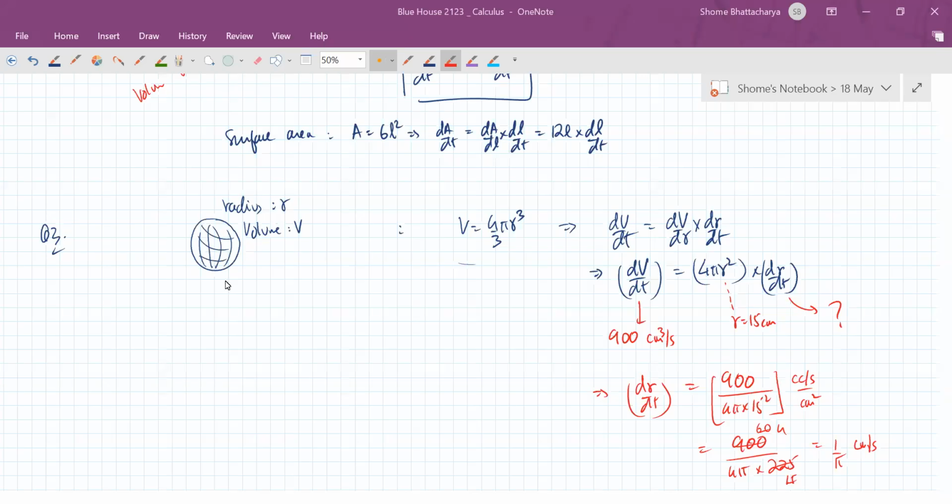Okay, so finally we are getting the rate of change of radius, if I'm not mistaken, should come out to be 1 by pi centimeters per second. Okay. So hope these two questions are clear.